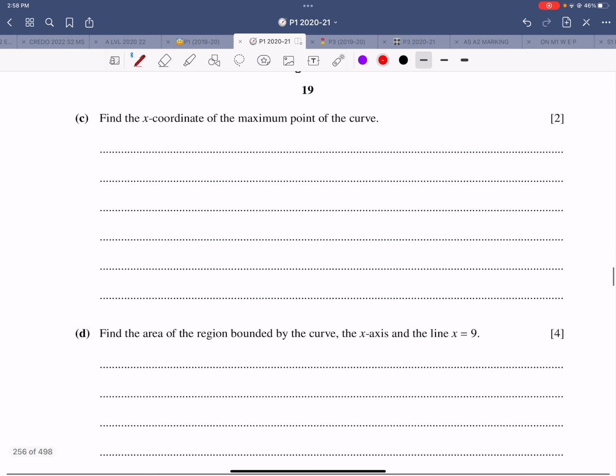Part C. What is this about? Find the x coordinate of the maximum point on the curve. So you have already done the differentiation. So dy by dx equals 0. It's only asking for the x coordinate, only asking for the stationary value and not to prove it's a max or a min.